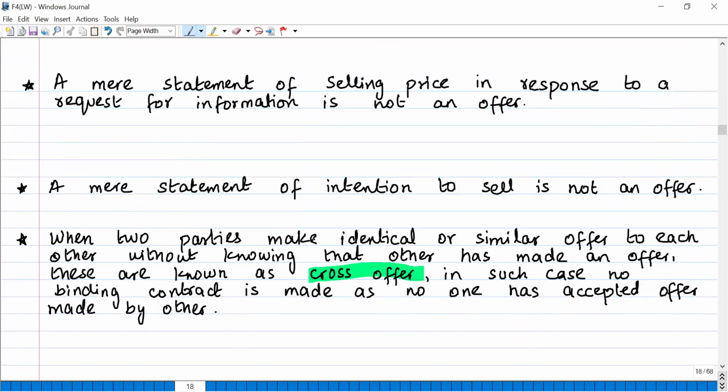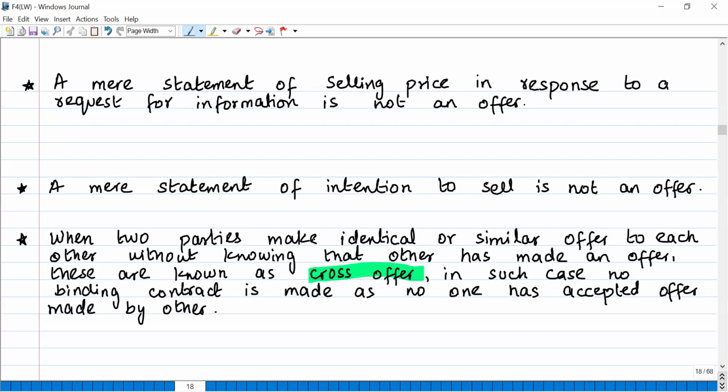A mere statement of selling price in response to a request for information is not an offer. If someone requests information from me about something, my response does not form an offer. For example, let's say someone asked me for information about my mobile phone. So now I will say that, yes, my mobile phone is good. This is my mobile phone model. And I may sell it for this much amount.